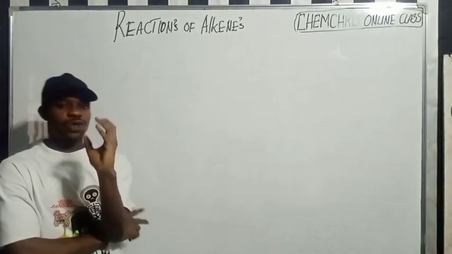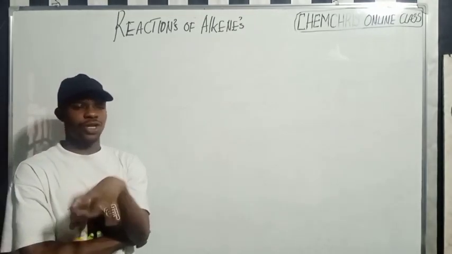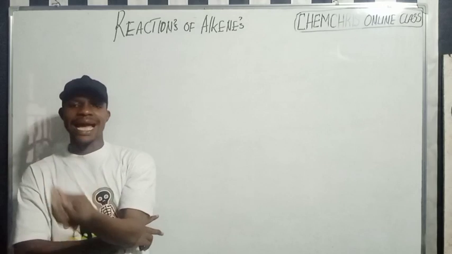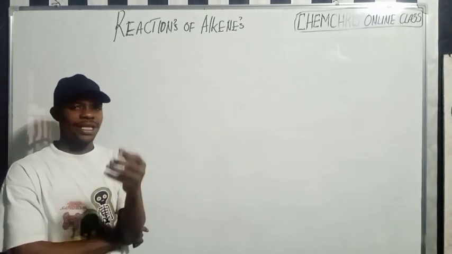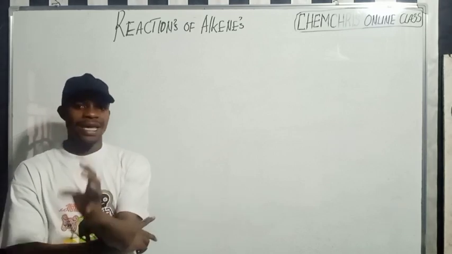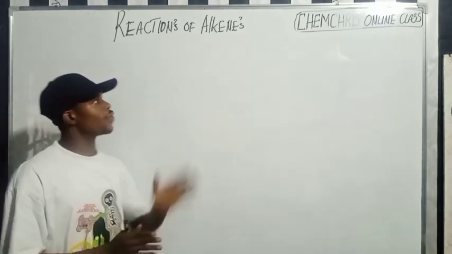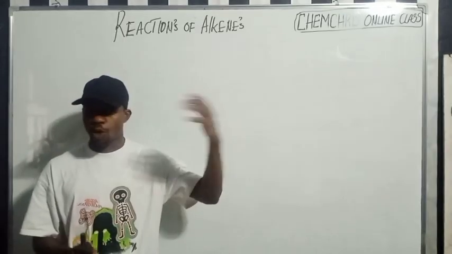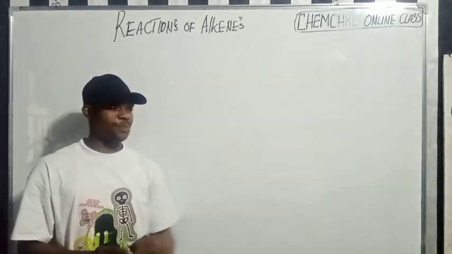Typical reactions which alkenes undergo. We want to look at various types of reactions which alkenes undergo, like the hydrogenation, the halogenation, the hydration, and some other reactions. So pay close attention. This is going to be the first part of the reactions of the alkenes. The second part is going to come up, so make sure you don't miss that, where I want to talk about the oxidation aspect.